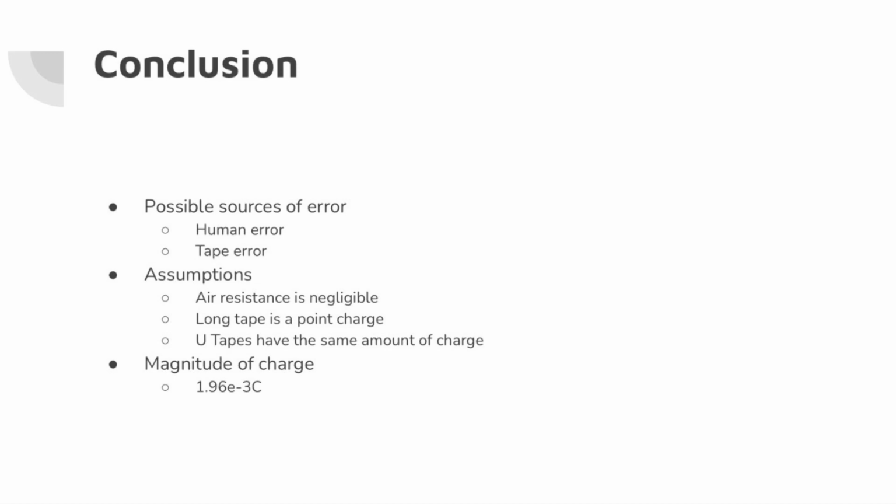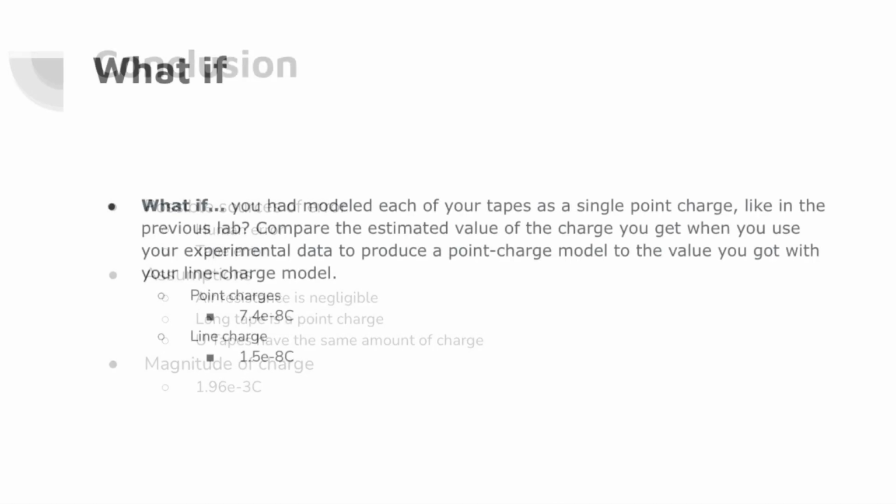And then we found the magnitude of the charge is 1.96 times 10 to the negative third coulombs. So if we had modeled each of our tapes as a single point charge like in the previous lab, we would see that the point charges are equal to 7.4 times 10 to the negative 8th coulombs, and that the line charges are equal to 1.5 times 10 to the negative 8th coulombs.